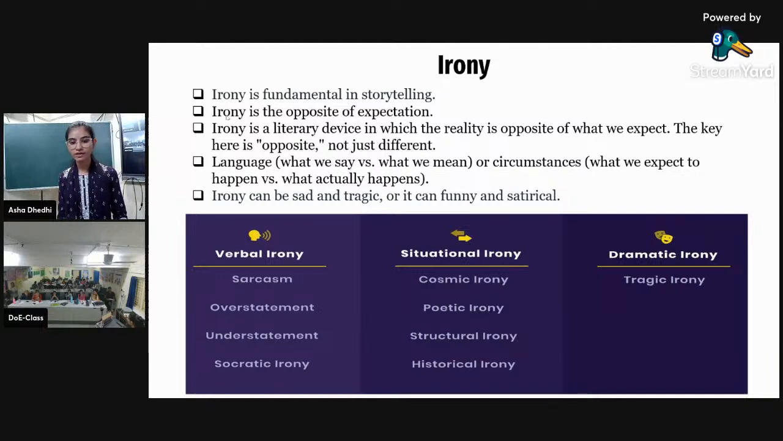So irony is a literary device in which the reality is the opposite of what we expect. The key here is opposite, not just different, right? Language: what we say versus what we mean. So within language, we will find irony when someone is saying something and what they wanted to say is completely different. And within circumstances, we will see an event where we are expecting some kind of reaction from certain people, but they are getting a completely different event, right? So that is irony of circumstances.